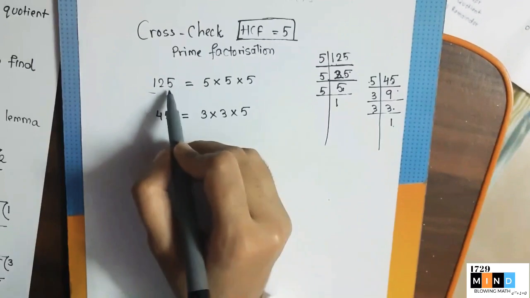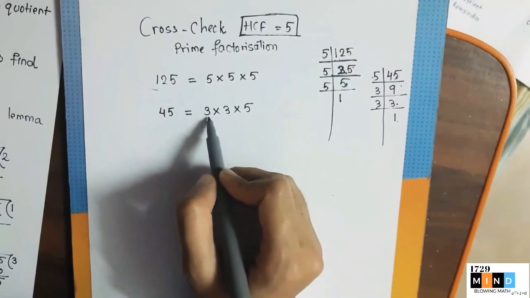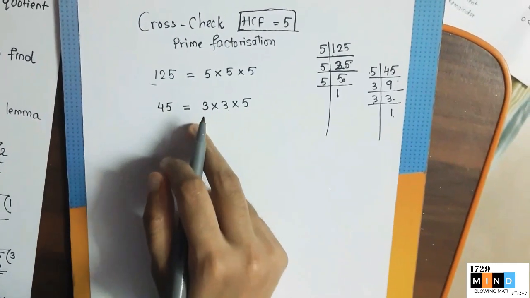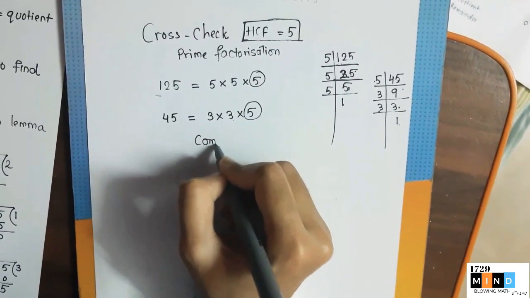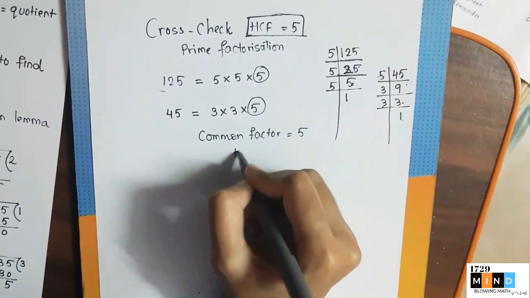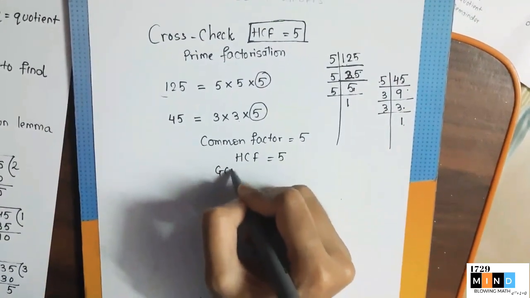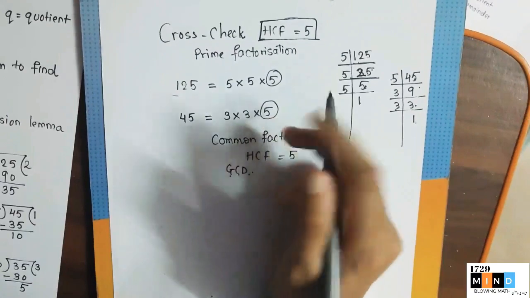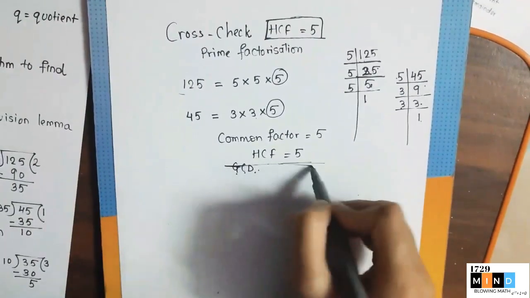Now here I have written 125 in the product form 5 into 5 into 5, and 45 as 3 into 3 into 5. Now in both the sections, in 125 and 45, only 5 is common, and the common factor 5 means the HCF is 5. That is, HCF is also known as GCD, the greatest common divisor. Which is the greatest common divisor in both of the numbers? Only 5. So HCF is 5. So our answer is correct.